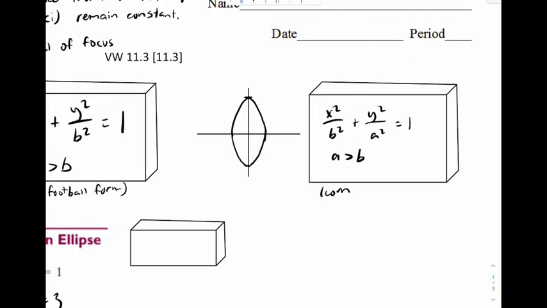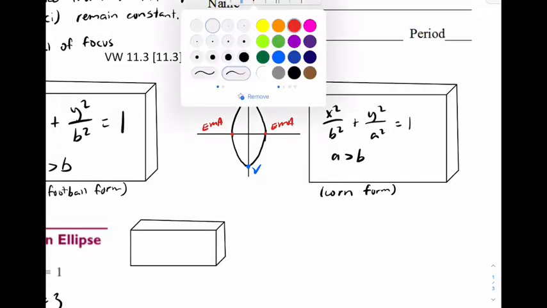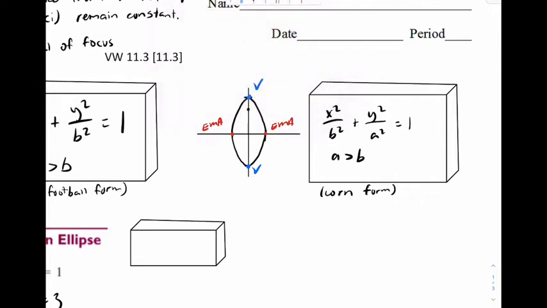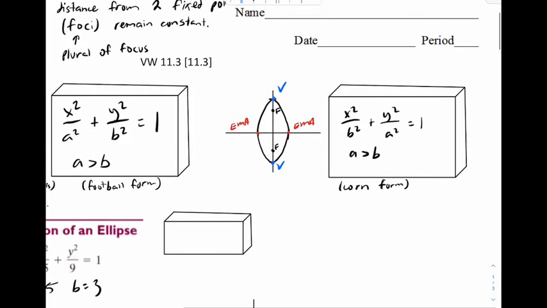I'll sometimes call this corn form, so think of a corn growing in a field. In this case, your vertex points are at the top, and your co-vertices are on the side. And of course, your focus points are going to be right in here. Also notice something else here.